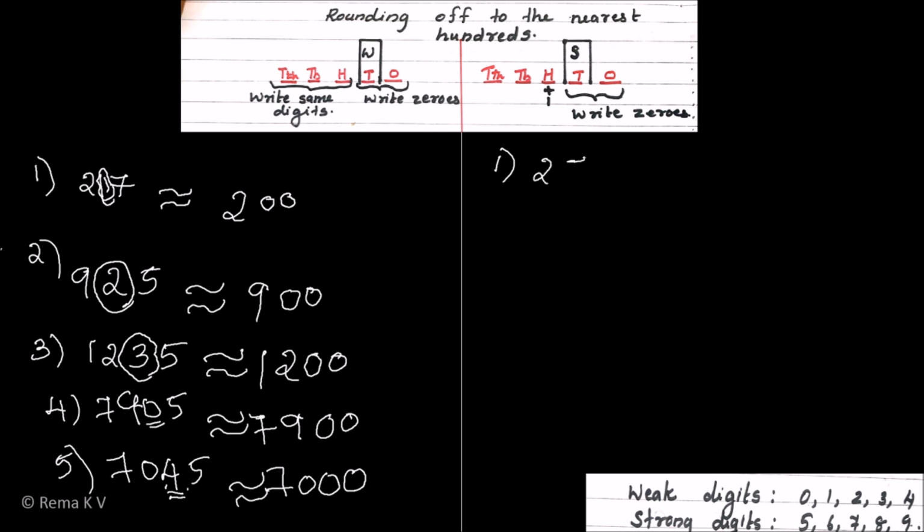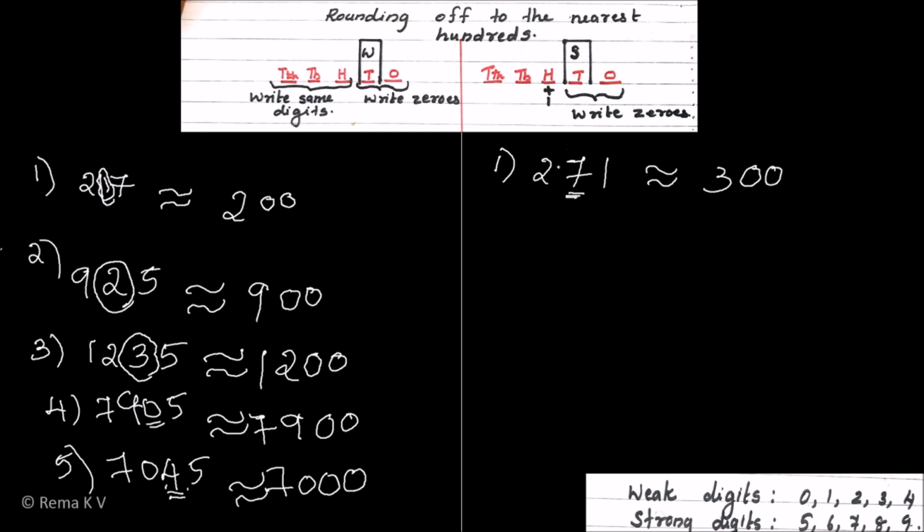Round off 271. This is to be rounded off to... The same rule here. Ones place and tens place become zeros. Now check this tens place digit here. It is 7. Is it a weak digit? No, it is a strong digit here. So what do we have to do? If it is a strong digit, you have to add 1 to this one. 2 plus 1 gives 3. So 271 is rounded off to 300.